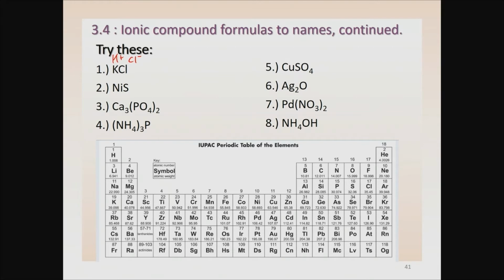The first thing you do is write out the name of the metal, because the name of the metal ion is going to be just the same as the metal. And the next thing you're going to have to do is write out the name of the non-metal anion. But remember, in this case, you have to take the elemental name and change the suffix to "ide." The elemental name would be chlorine, but you have to change "ine" to "ide." So the name of this compound is potassium chloride.